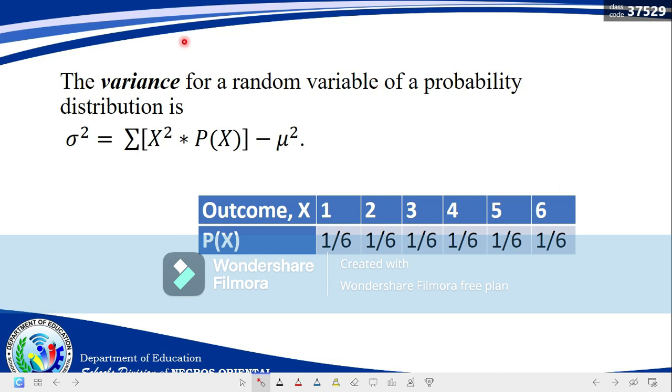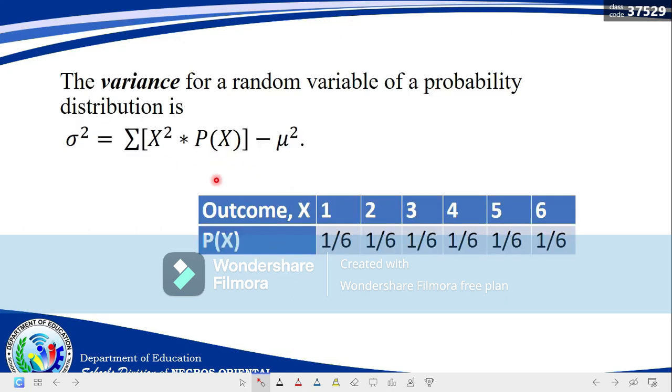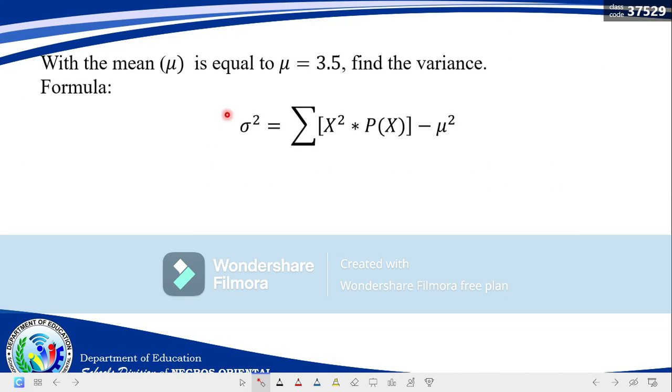Now, let's talk first about the variance. What is variance? Before we proceed to discussing the histogram. The variance for a random variable of a probability distribution is, this is the symbol for the variance. This is actually the Greek lowercase letter, is equal to the summation of x squared times p of x minus the mean squared, or the squared mean. So we have here the outcome. So this is now the formula for the variance, and with the mean equal to 3.5, find the variance using the formula.